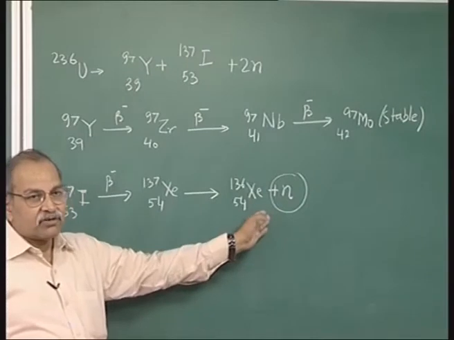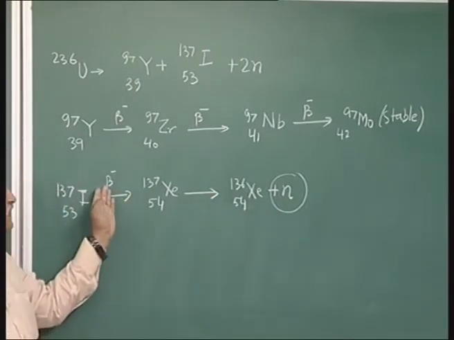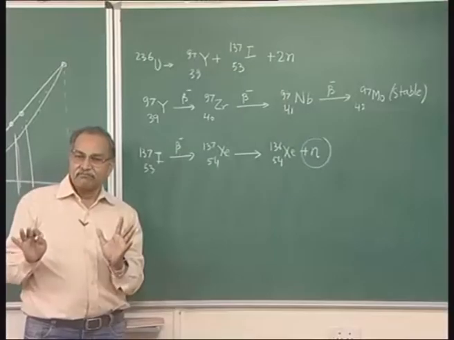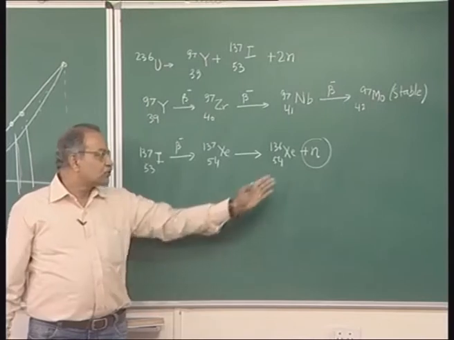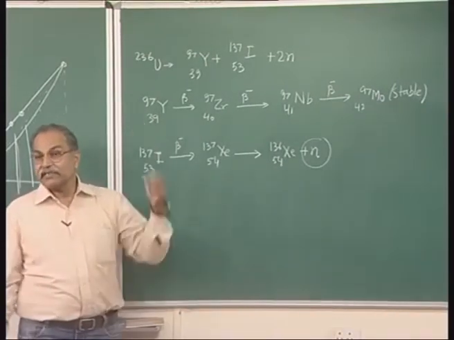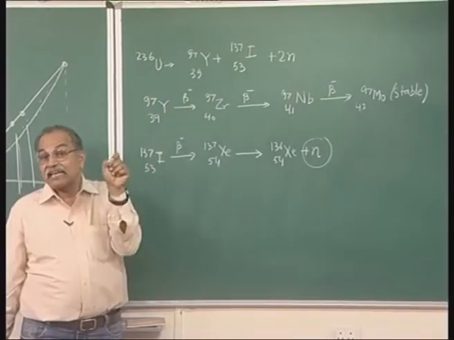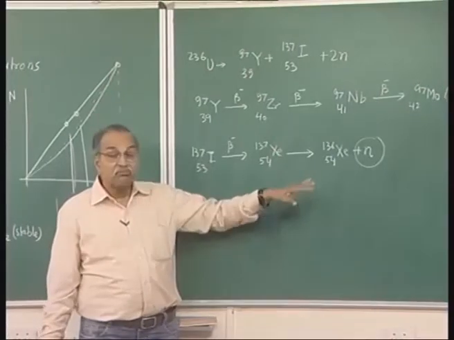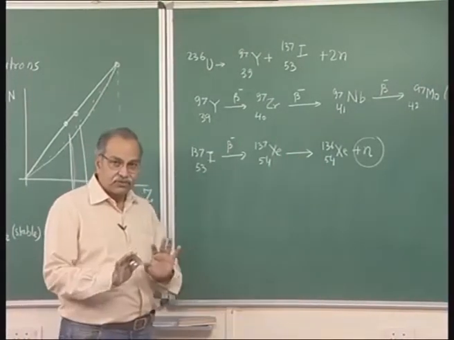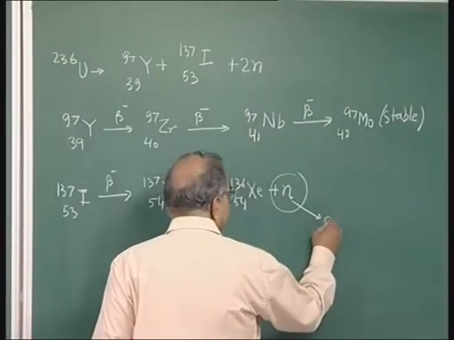Now, this neutron has come after this beta decay, and beta decay has its own lifetime and therefore, this neutron has come after a few seconds or a few minutes, not in 10 to the minus 16 seconds, not at the fission time scale. So, it has come much later than that. That is, these type of neutrons are called delayed neutrons.